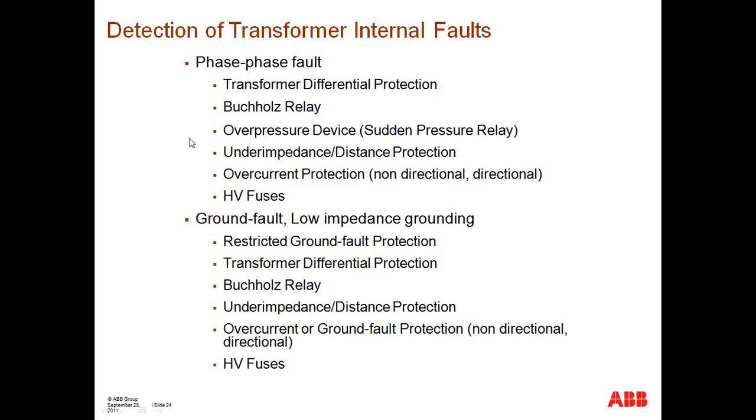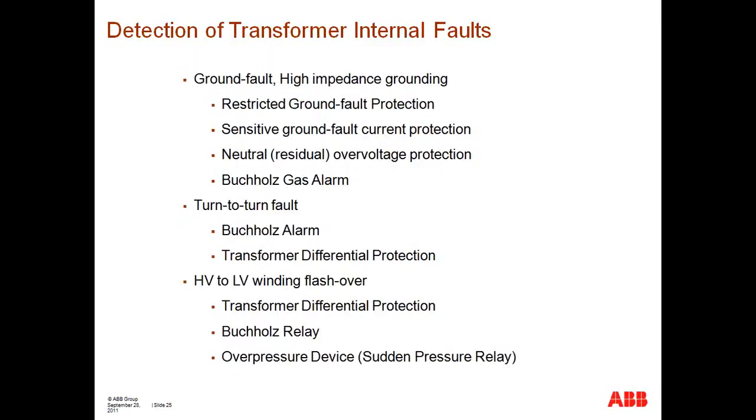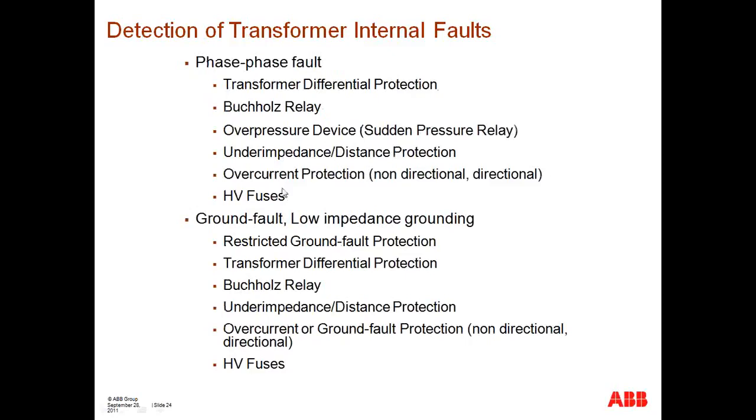Under impedance distance relays are also commonly used to protect transformers from a backup perspective. Overcurrent relays are also used to provide backup protection in the case of phase-to-phase faults inside the transformers, and high voltage fuses are also commonly used for that purpose. The concern is that for phase-to-phase faults, enough current has to be present for these elements to detect that a fault does indeed exist inside of the transformer. So the selectivity of those elements is not ideal.